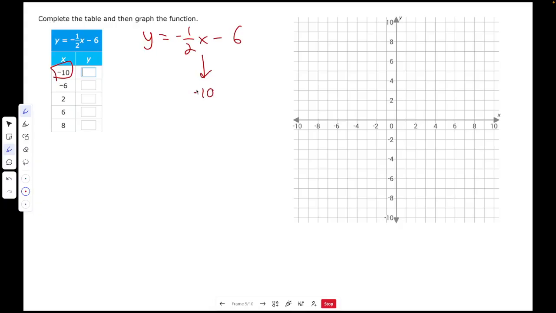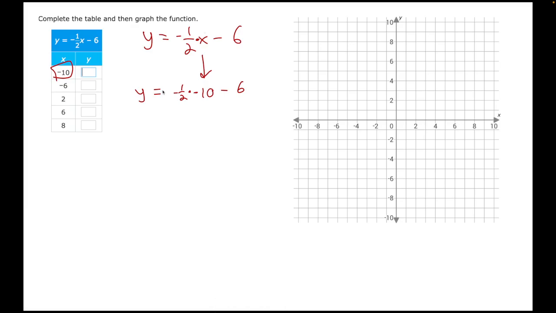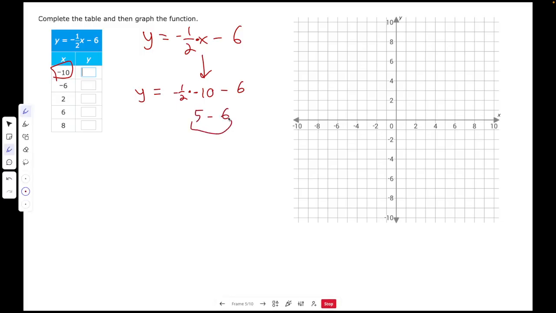Now, a little reminder here. When you see that fraction right next to the variable, there's an invisible multiplication symbol. So this is saying -1/2 times -10 minus 6. Order of operations says that we multiply first. So I do -1/2 times -10. You can do that by hand, in your head, or in a calculator. That should give you 5 minus 6, and 5 minus 6 gives you -1.